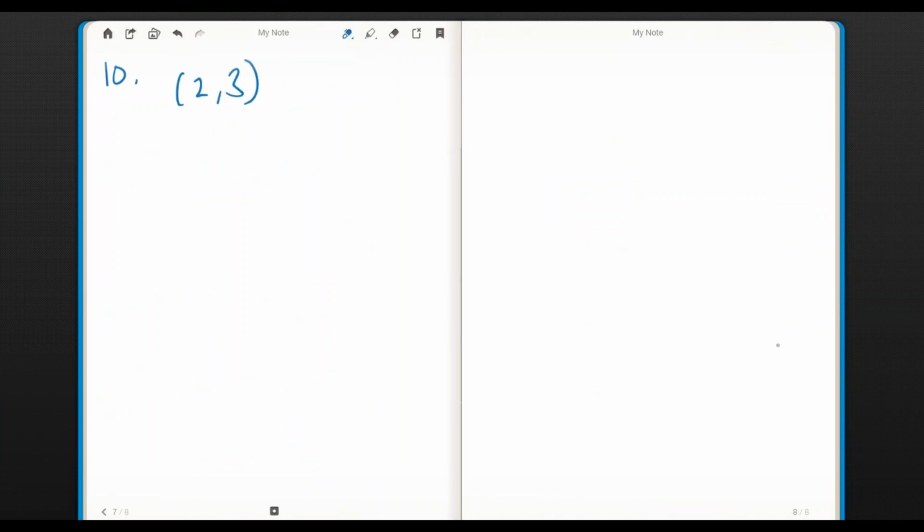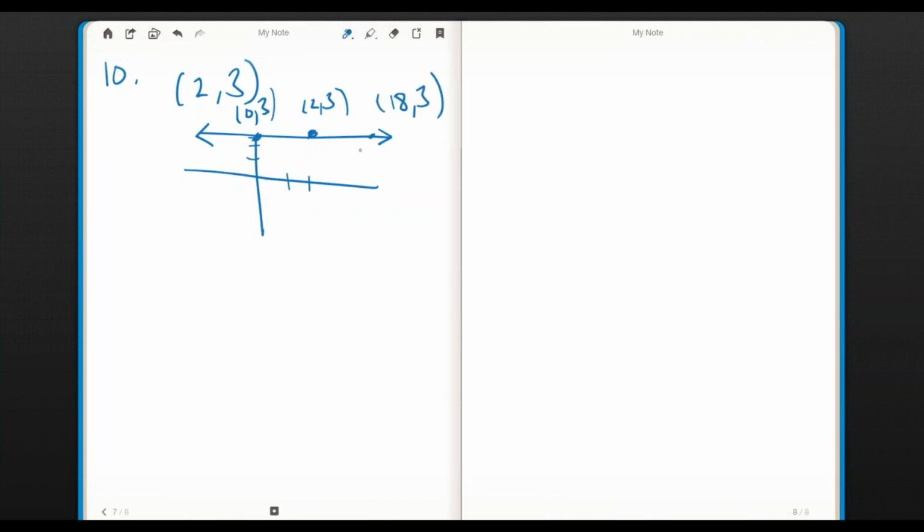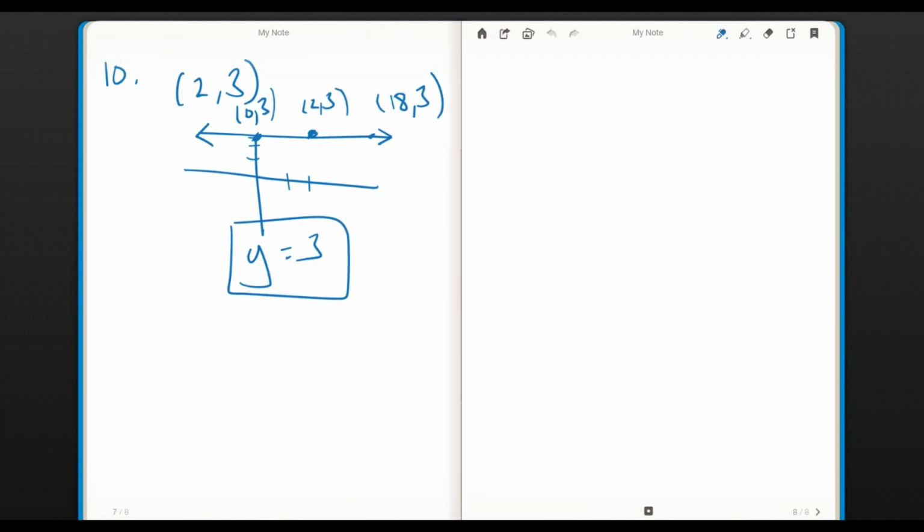Number 10. This one, I want to find the equation for the line that's a horizontal line through the point 2, 3. That's this point. So a horizontal line looks like this. That's my sketch of the graph, and my equation is every point on this line, this point is 2, 3, this point is 0, 3, this point is 18, 3, or whatever. Every point on this line has the equation, the value of y equals 3, so that's the equation of the line. Don't make it any harder than that.